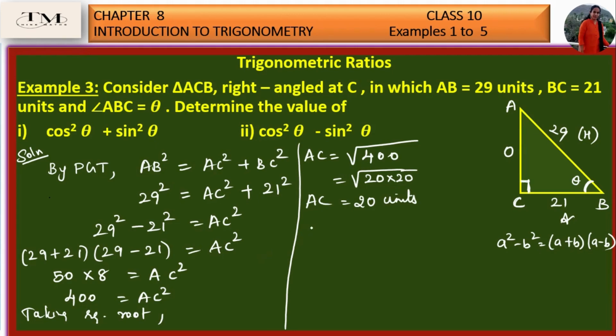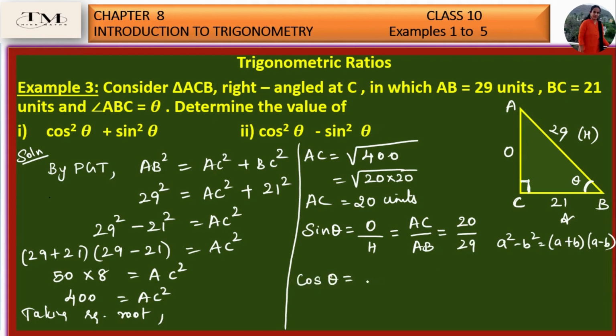Now what is sine theta and cos theta? So sine theta is nothing but opposite by hypotenuse. So which is the opposite side? AC. Which is the hypotenuse side? AB. So AC by AB. So what is AC? AC is equal to 20. AB is 29. So what is cos theta?